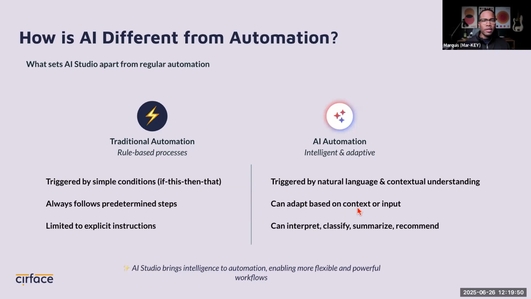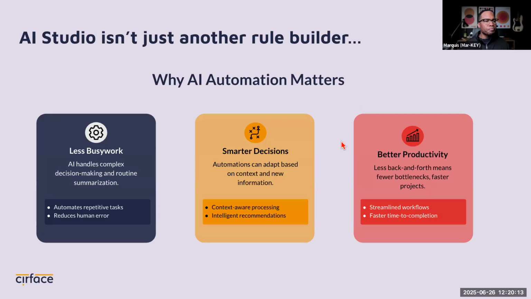And then it can adapt based on that context, the input that is in the task or in the space, and the information that it's been given access to. It can interpret that information, classify, summarize, and then recommend. So think of a smarter way to automate the work we're already automating by introducing a teammate into the fold. This is not just another layer. This is not another builder. This is not an add-on, right?